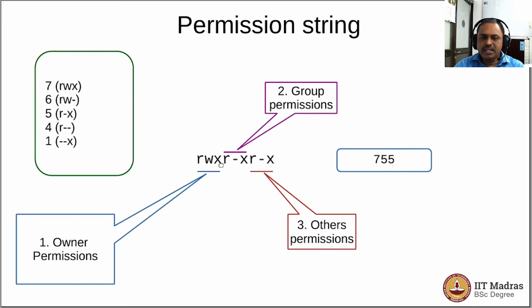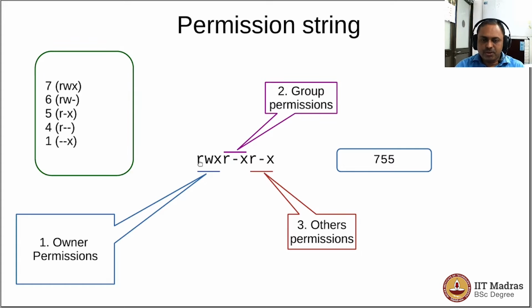The first three characters are meant for the owner. The second set of three characters are meant for the group. The third set of three characters are meant for the others. Now there is a numerical way that you can also represent this particular permission string, and here I am writing it as 755. I am doing that because the three characters can be represented as on and off switches in binary format. So you would have 1 here, 2 here, and then a 4 here.